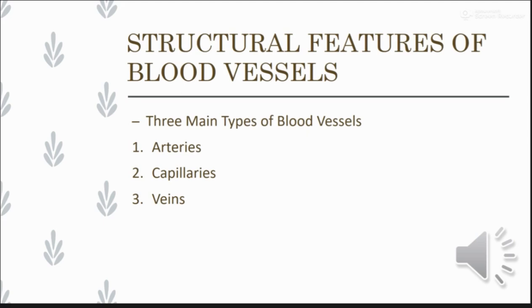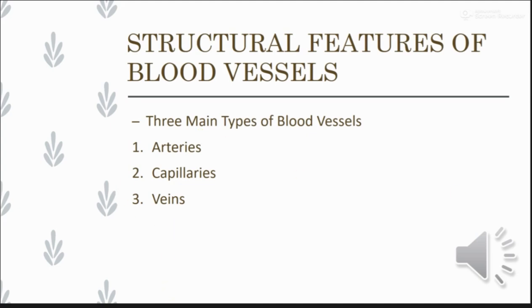And then the veins, which are vessels that carry blood towards the heart, right? Like your superior vena cava, inferior vena cava. And then these vessels, as we'll show you later, form a continuous passageway for blood flow from the heart through the body and then back to the heart. It's like it's looped. It's a never-ending loop. It goes back to the heart and to the body and back to the heart and to the body. Okay, so let's discuss one by one those types of blood vessels.